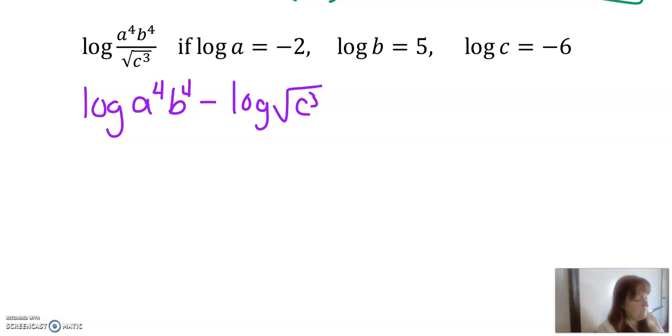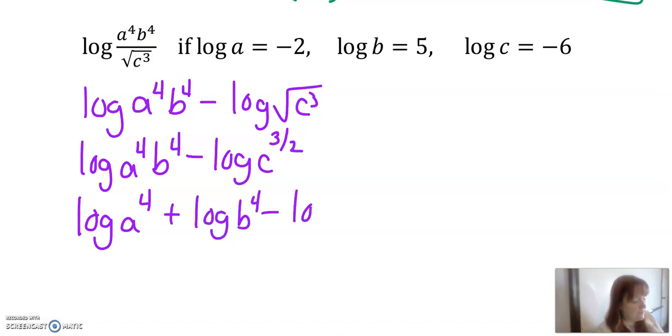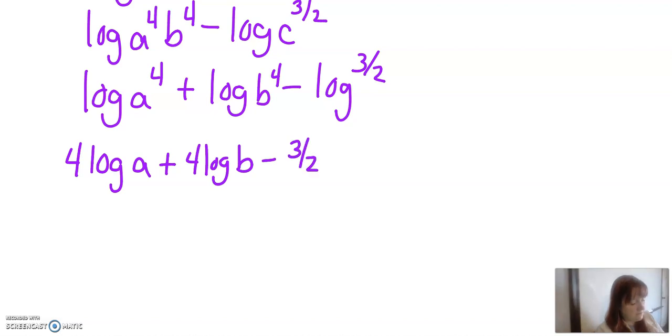And we know we're not going to want to keep that square root, so let's just get rid of it now. So we have log of a to the 4th, b to the 4th, minus log of c to the 3/2, because remember, the square root is just the same as raising it to the 1/2 power. Now we're going to use the product rule to split those two logs apart. So this is log a to the 4th plus log b to the 4th minus log c to the 3/2. Then we're going to use the power property to bring that 4 down. So we have 4 log a plus 4 log b minus 3/2, that should be c, log c.